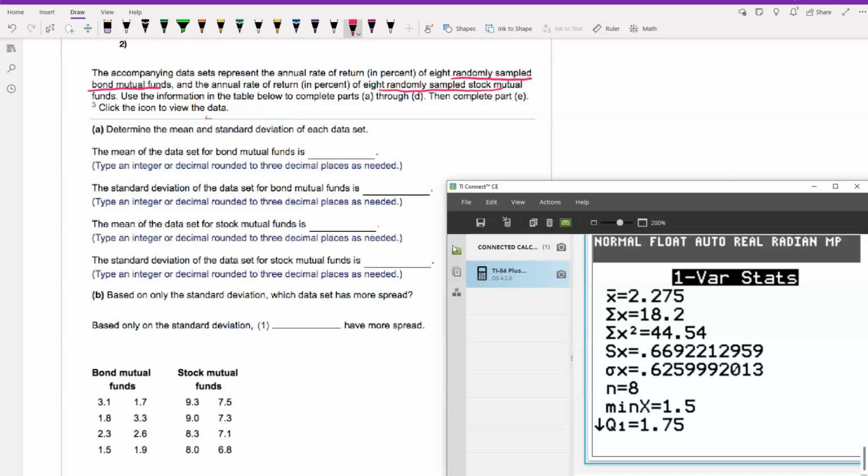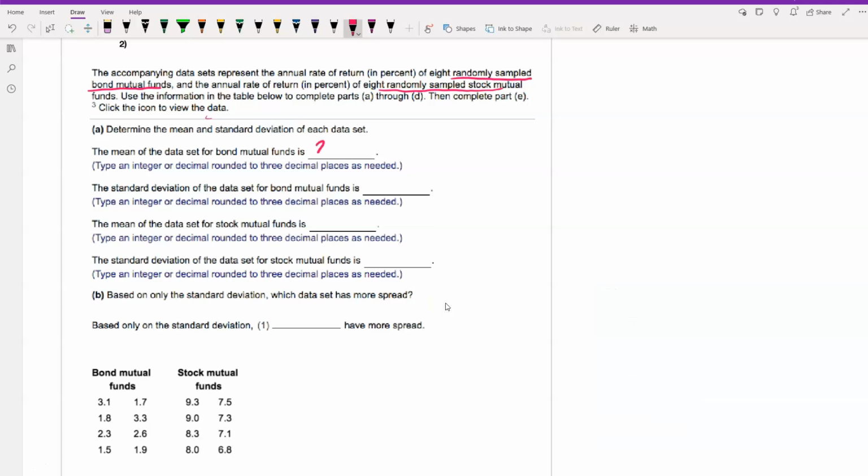So this was our answer, 2.275. And here it's asking to round to 3 decimal places. I'm not rounding. This is exactly equal to this number. And for our standard deviation, it says 8 randomly sampled. So this one is a sample. This is not a population. Because of that, our standard deviation is the sample standard deviation. It's not the population standard deviation. So the answer is 0.669 rounded to 3 decimal places. So here the mean is 2.275, and here we have 0.669.